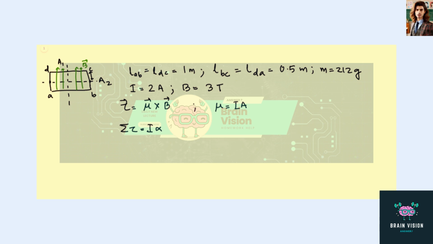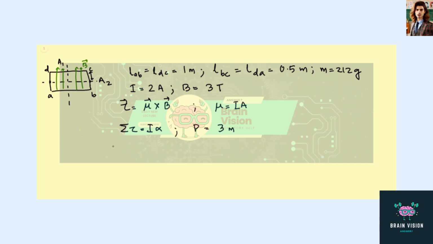Since the coil is uniform, the mass of each segment is proportional to its fraction of the total perimeter of the coil. Each 1 meter segment is one third of the total perimeter. So let's find the total perimeter first. The total perimeter is twice this plus this, so that's basically 3 meters.